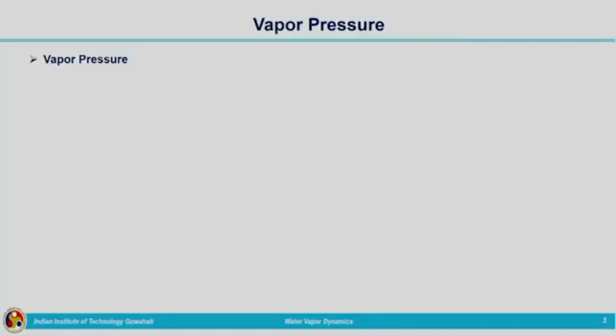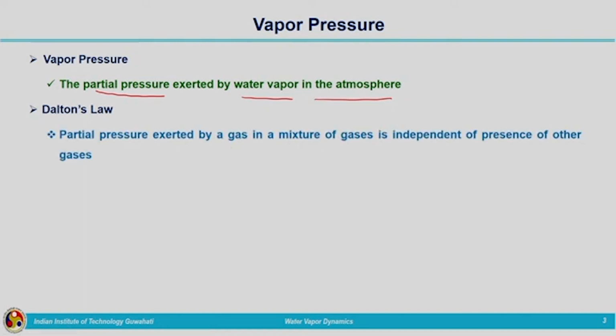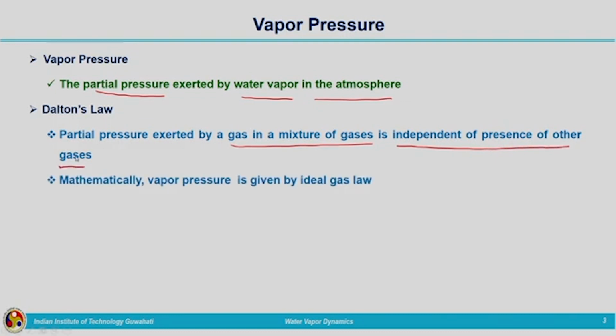Vapor pressure. What is meant by vapor pressure? Vapor pressure is the partial pressure exerted by water vapor in the atmosphere. We know based on Dalton's law. So what Dalton's law is stating? It is stating that the partial pressure exerted by a gas in a mixture of gases is independent of presence of other gases. This is very much familiar to us.